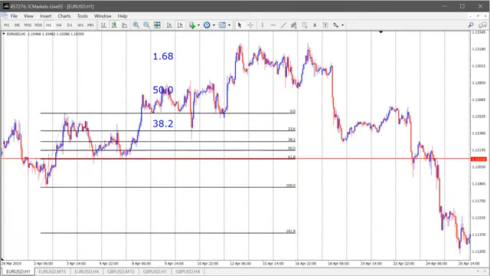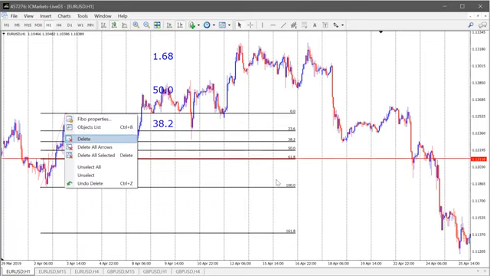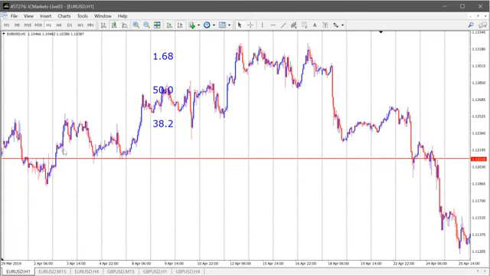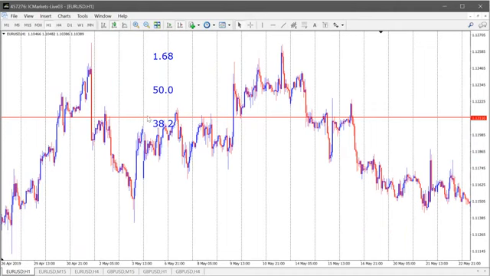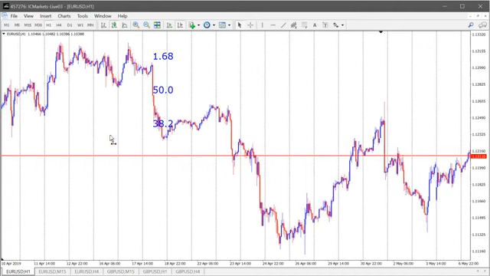Now let me delete the Fibonacci. Oops, that's a mistake. Okay, you can see it held right here, held right here, held right here, even held here. It also came to act as a resistance, and it became a support right here too. This is a resistance. Now let me show you more examples at that level.